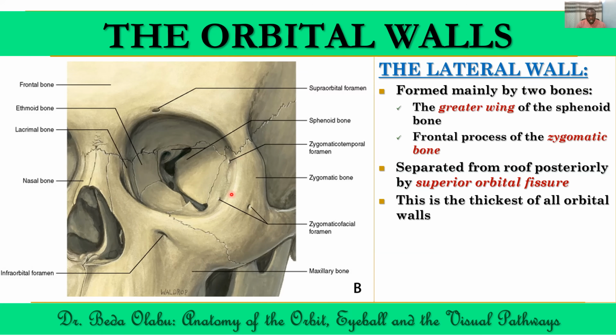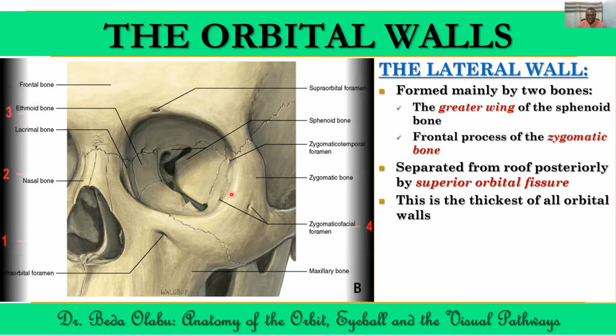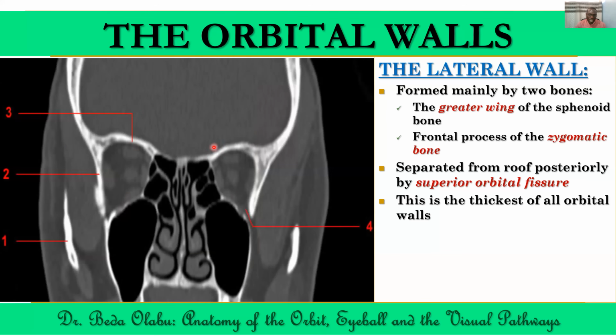The lateral wall is considered the thickest wall of the orbit. Out of all the four, this is the thickest wall of the orbit, and so therefore the strongest perhaps. And we can even appreciate that from this particular image. Look at the thickness of that zygomatic bone and compare with this one here, and also this in the medial wall and in the roof, in the floor, sorry.